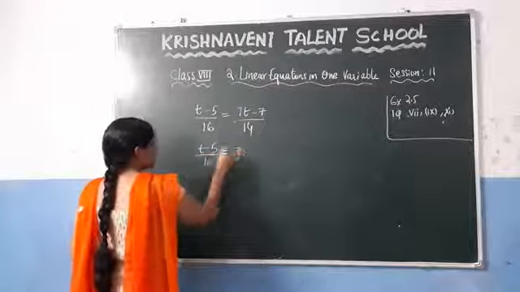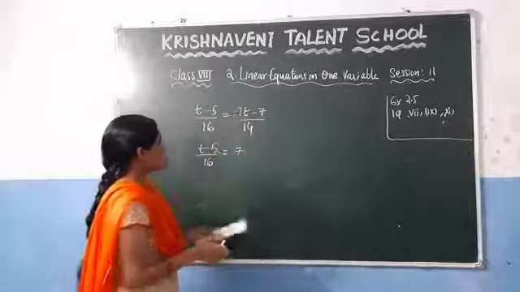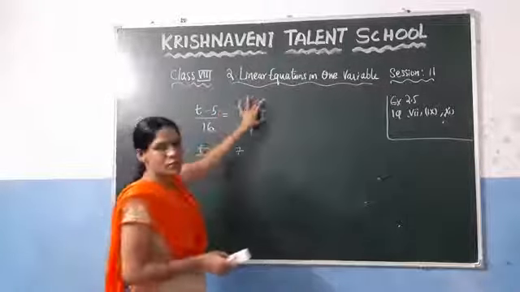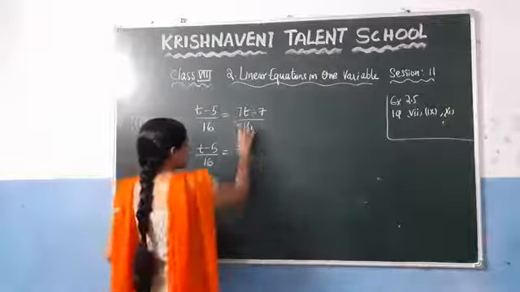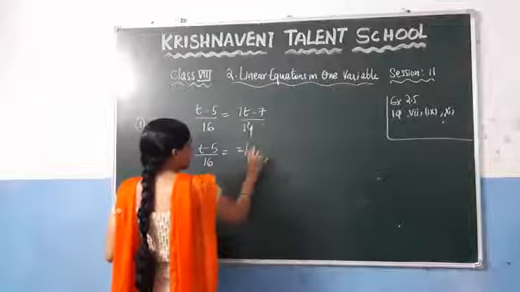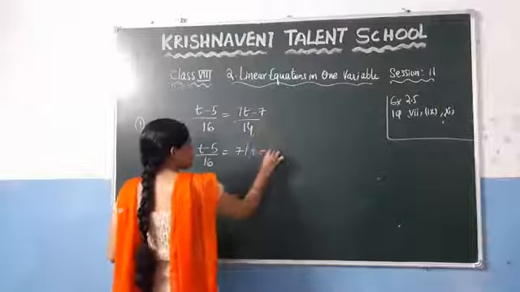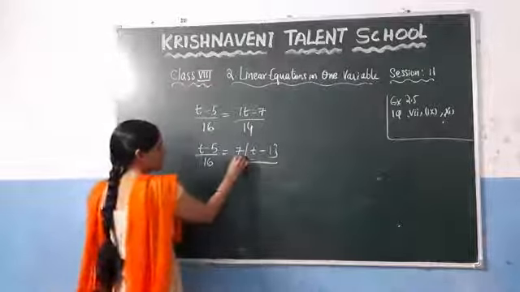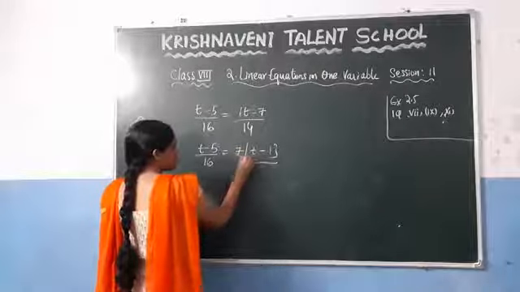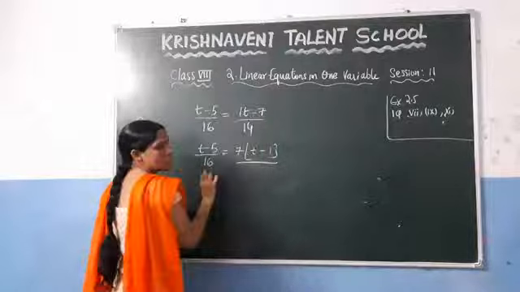Here you can observe that in this term 7 is there, in this term also 7 is there. So you can take 7 common. If you take 7 common, what is the term left out here? T minus 1 will be there. Right? So if you multiply, you will get the same thing: 7 into 2, which is 14, plus 7 into minus 1, which is minus 7.